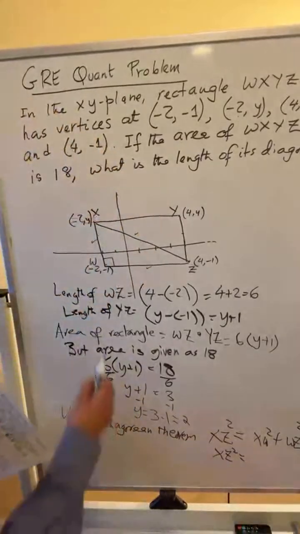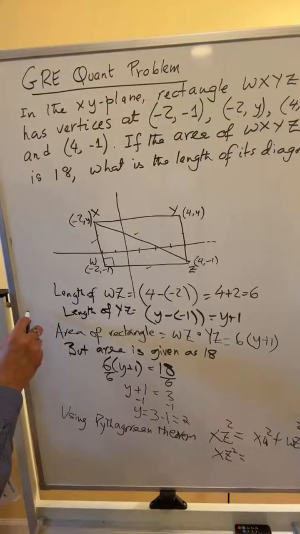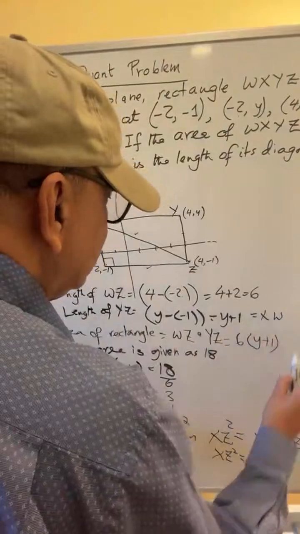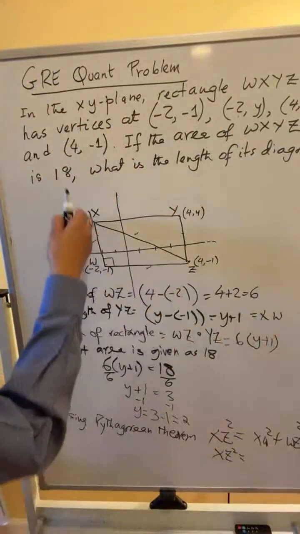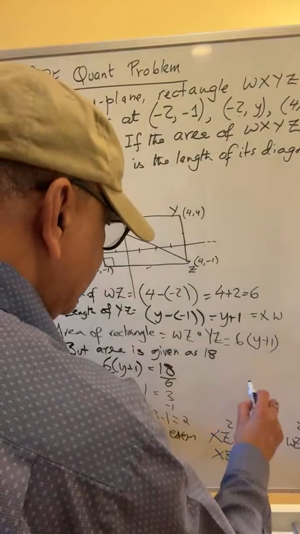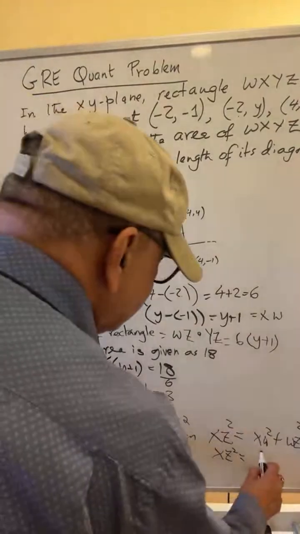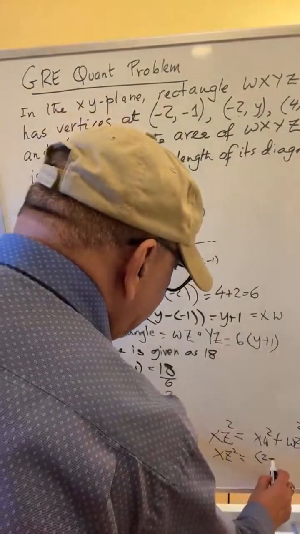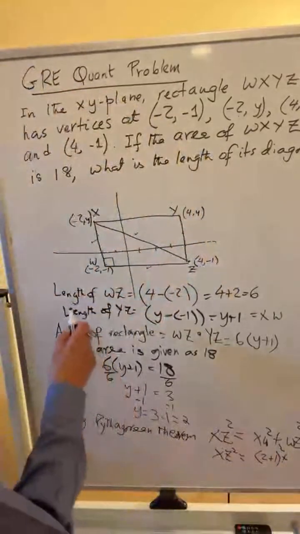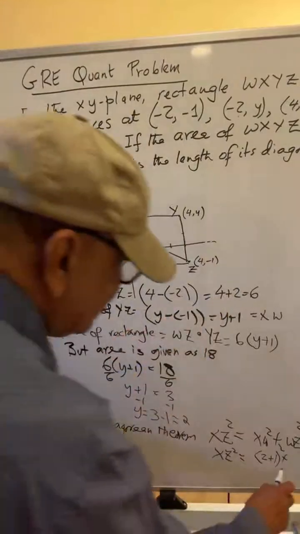Now XW is what we have found out over here. This is also equal to XW, because YZ is the same as XW. So XW is y plus 1, but y is 2. So (2 plus 1) square, and WZ is, as we already know, 6.